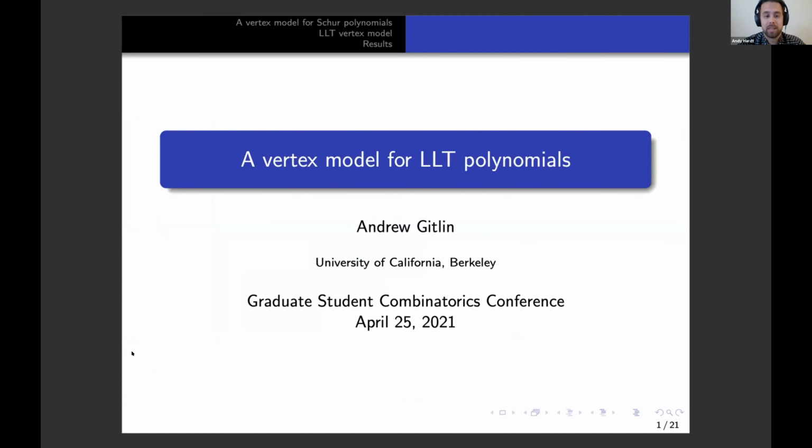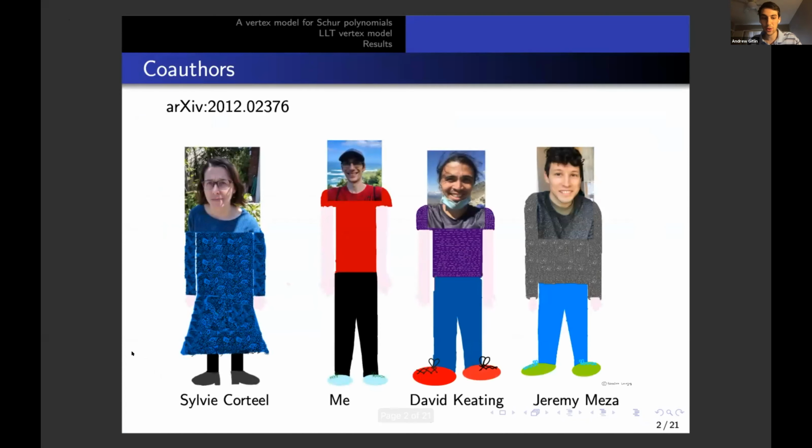A vertex model for LLT polynomials. Yeah, thank you for that introduction, Andy. My name is Andrew. I'm from UC Berkeley. I'm going to be talking about a vertex model for LLT polynomials. And this is joint work with Sylvie Corteil, David Keating, and Jeremy Meza. All of us are at UC Berkeley.